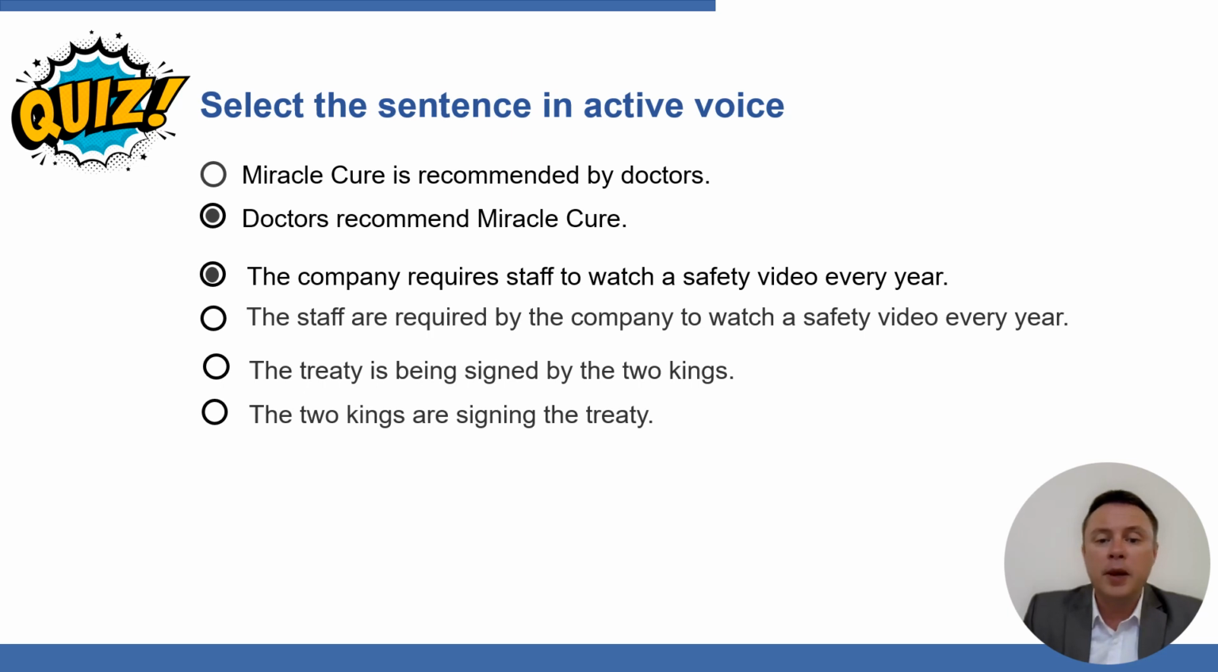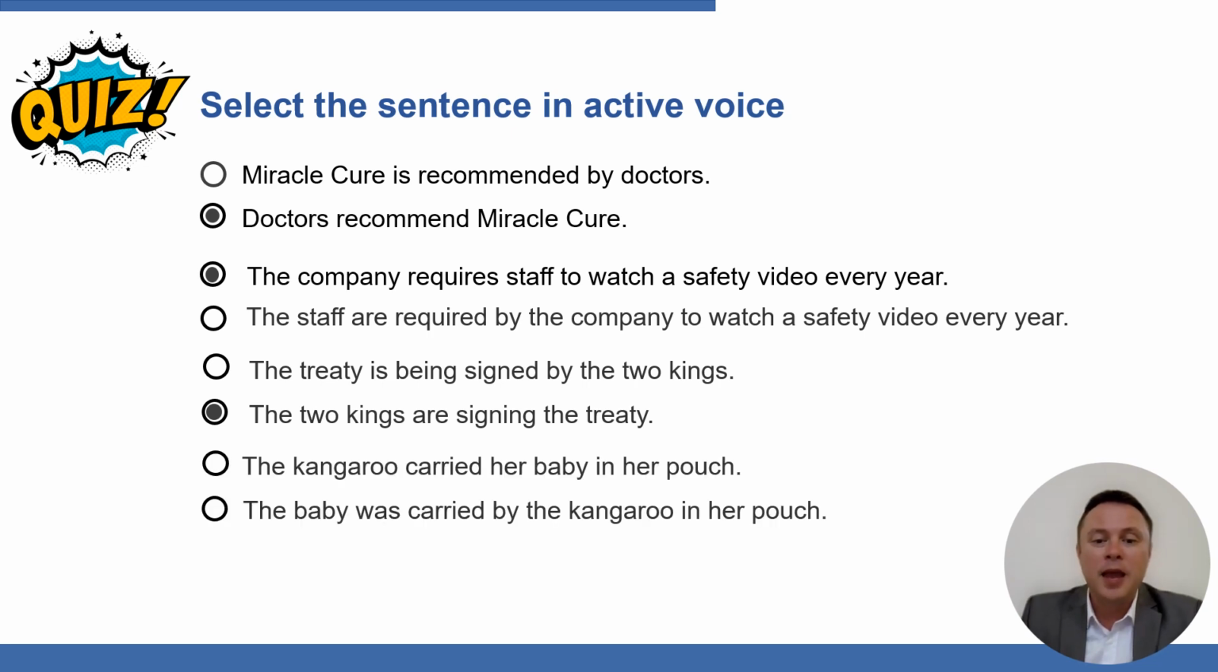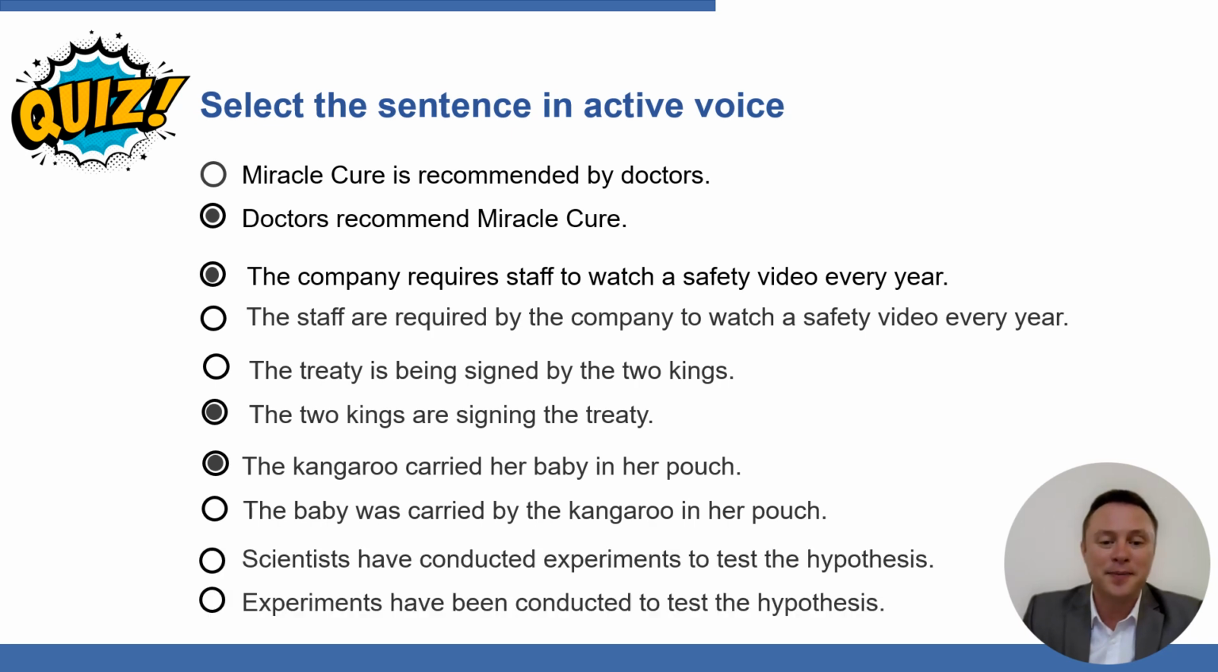Okay, the treaty is being signed by the two kings, or the two kings are signing the treaty. Which one is it? I hope you got it right. The two kings are signing the treaty. Next one. The kangaroo carried her baby in her pouch, or the baby was carried by the kangaroo in her pouch. It's obviously the first one. The kangaroo is the subject carrying the baby in her pouch.